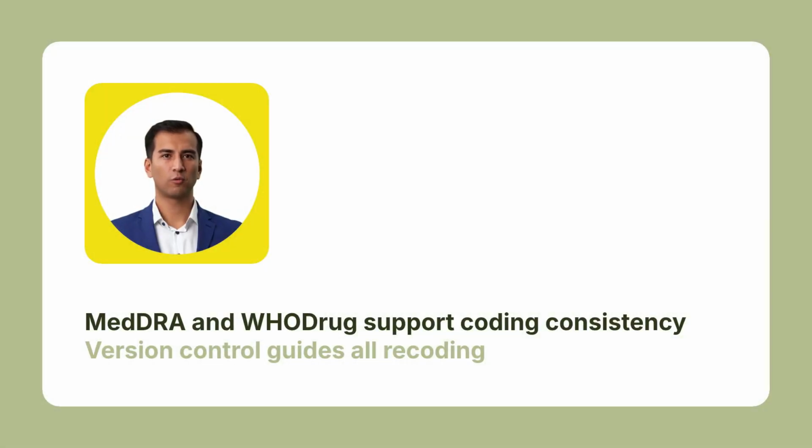The MSSO releases MedDRA twice a year in March and September, so version control and any recoding decisions must be documented. WHO Drug, maintained by the Uppsala Monitoring Centre, codes suspect and concomitant medicines to a consistent product and substance structure. The MedDRA Term Selection Guide gives conventions that keep coding consistent between coders and companies.